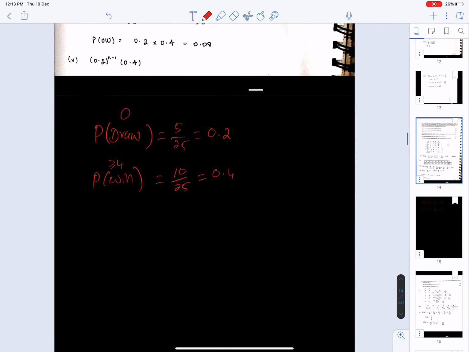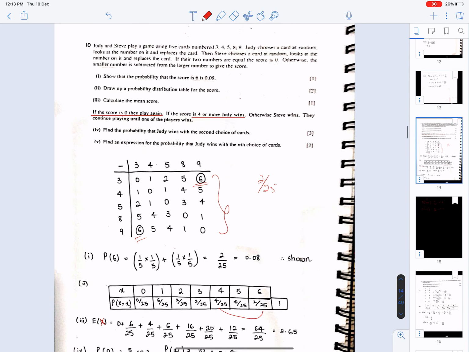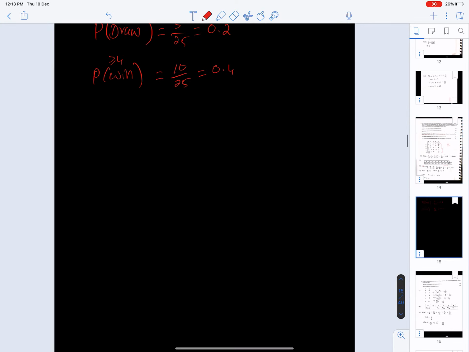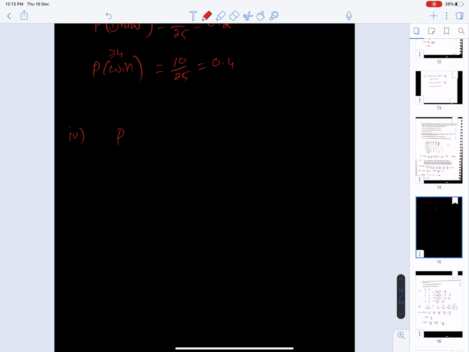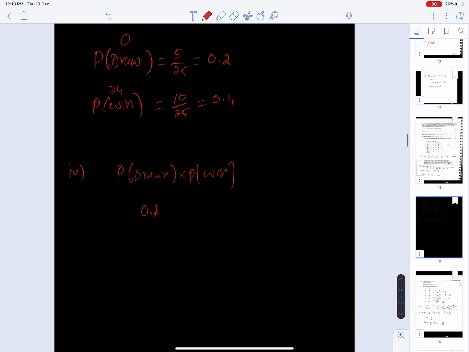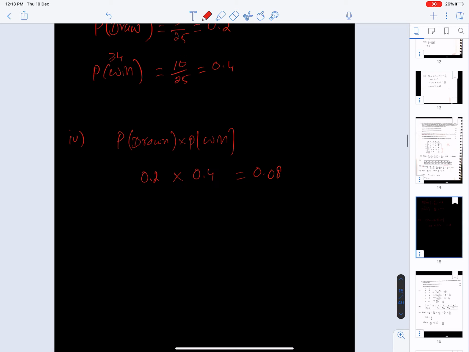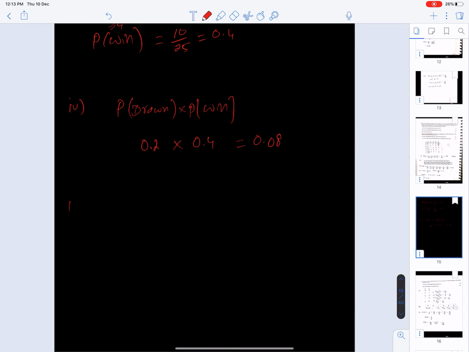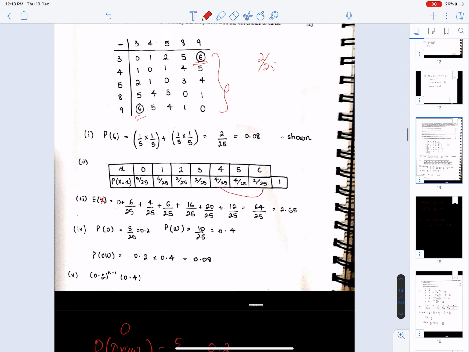Now, Judy wins with the second choice. This is part 4. Second choice means the first match must be drawn. So the probability to draw the match is 0.2 and to win is 0.4. The answer is 0.08.